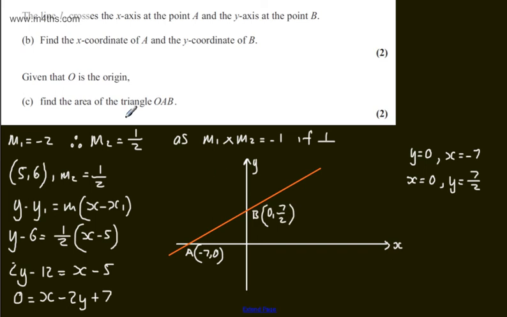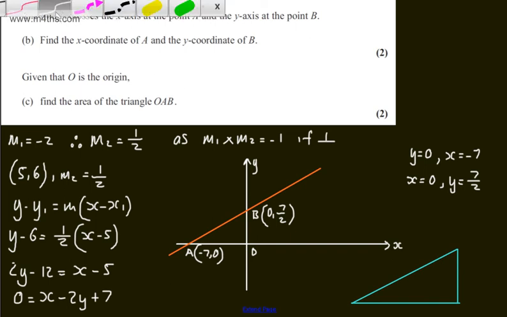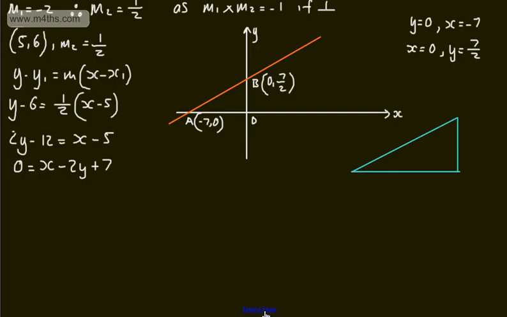It says now, given that O is the origin, which is just here, in part C, find the area of the triangle OAB. So all we need to do is a little sketch and draw what we've got. We've got a height of 7 over 2, or 3.5, and we've got a base of 7. Just jotting this down, this now is 7 over 2. This is going to be 7.